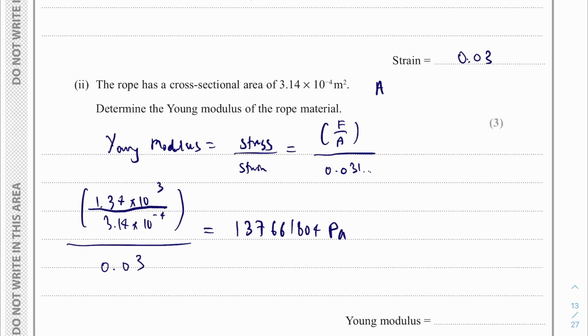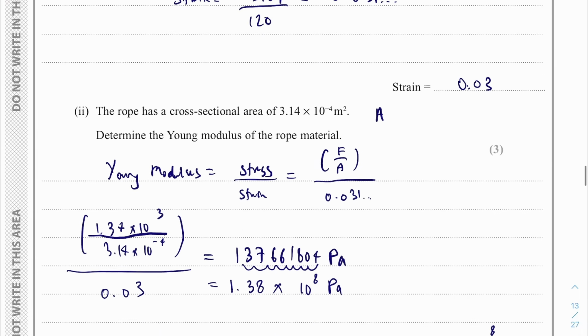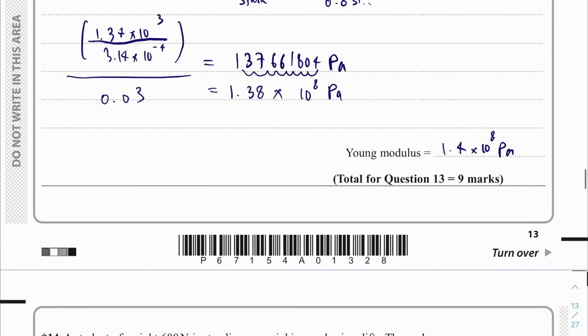So can we round this? Yeah, we can. Let's round this. This will be 1.38 times how many? 10 to the power of, so 1, 2, 3, 4, 5, 6, 7, 8. So 1.38 times 10 to the power 8 pascals. And then we round it to 1.4 times 10 to the power of 8 in the answer. Okay, so that's the answer for Young modulus over here.